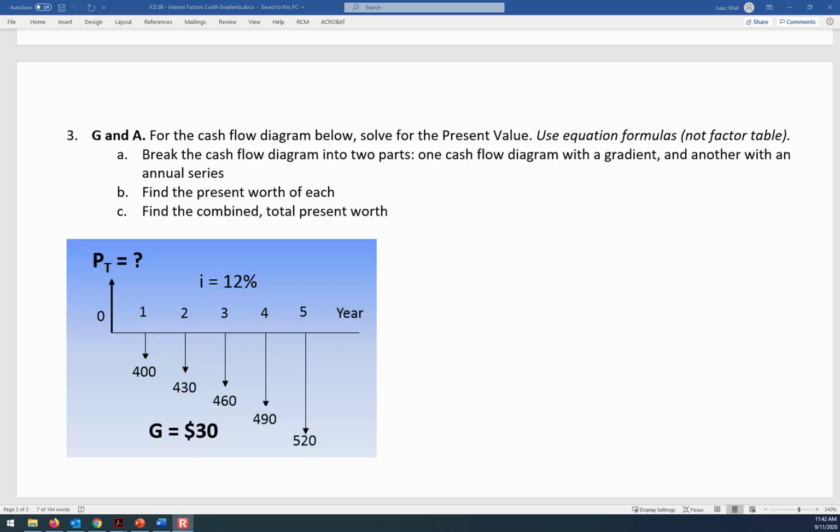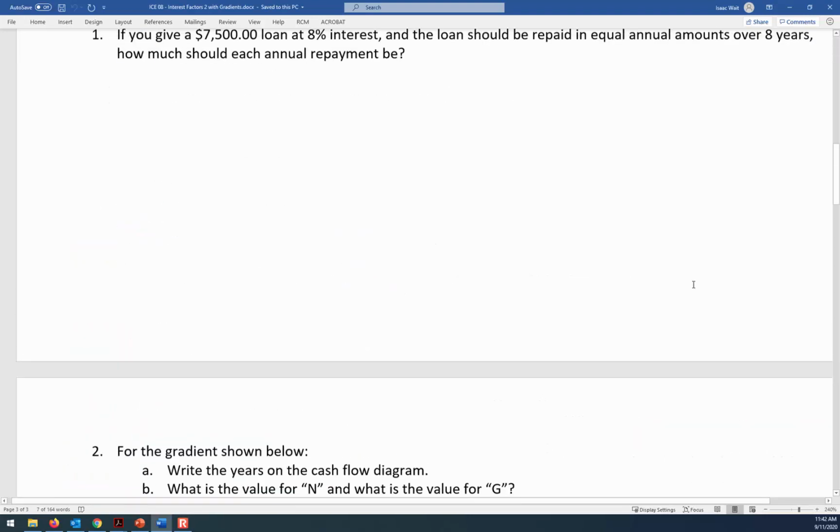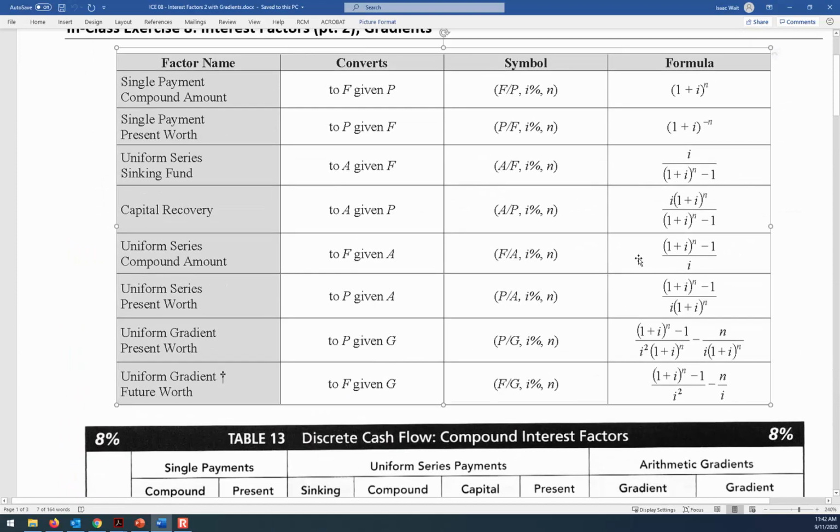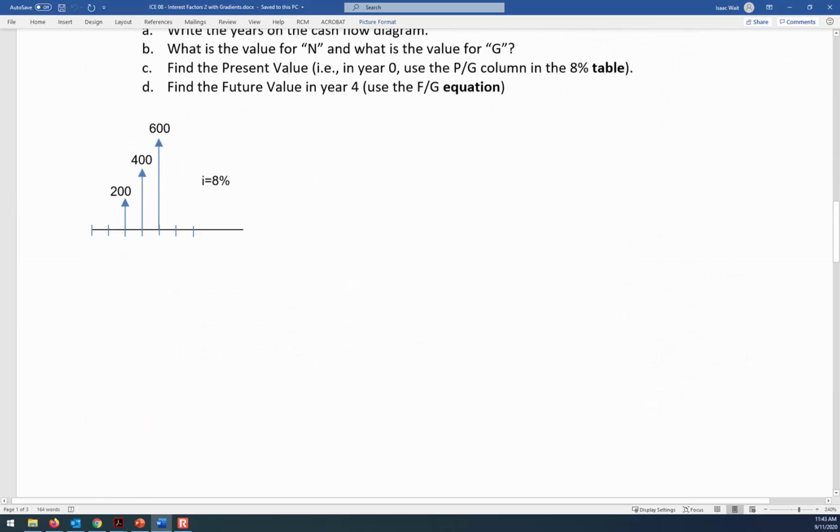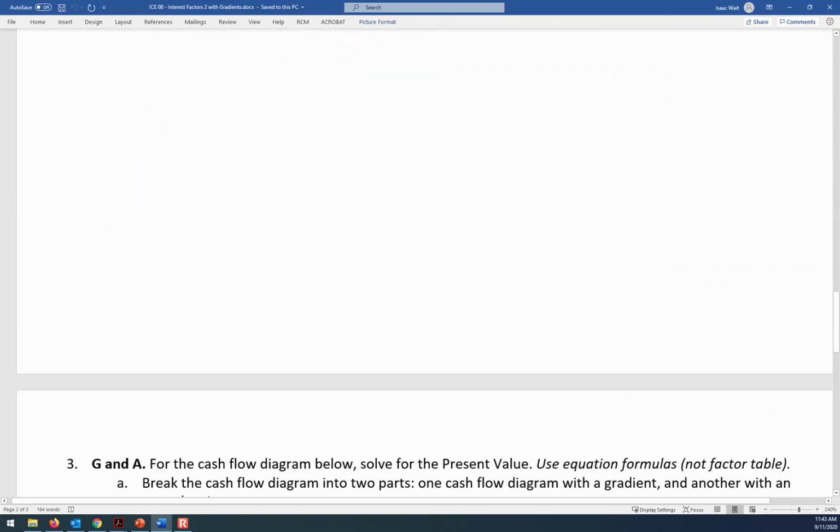So I didn't give you the 12% table, did I? With not having the 12% table, that means you're going to need to use the formulas. So let me scroll back up to the formulas and paste it down on that other page. We're going to be doing the P/A and the P/G. All right, so let me copy this and paste it down so that you can see both at the same time.